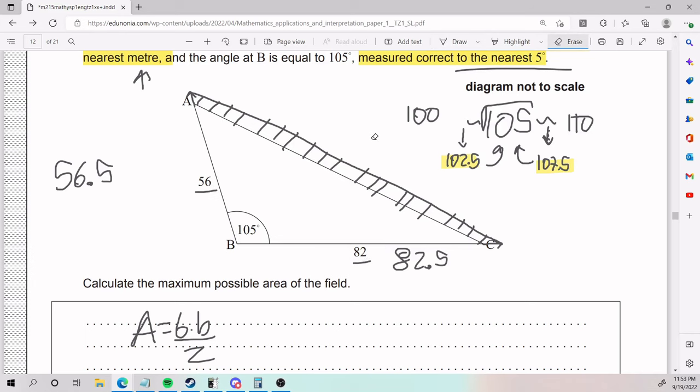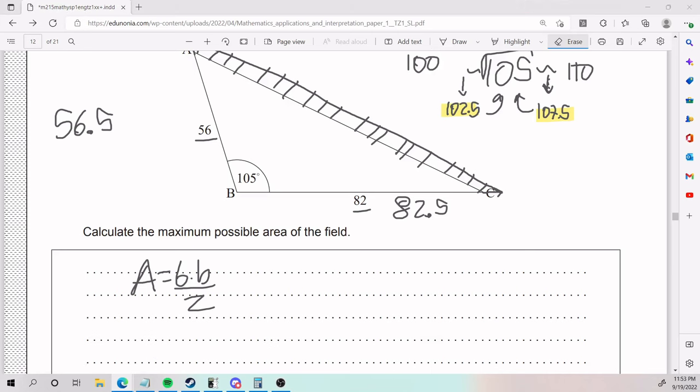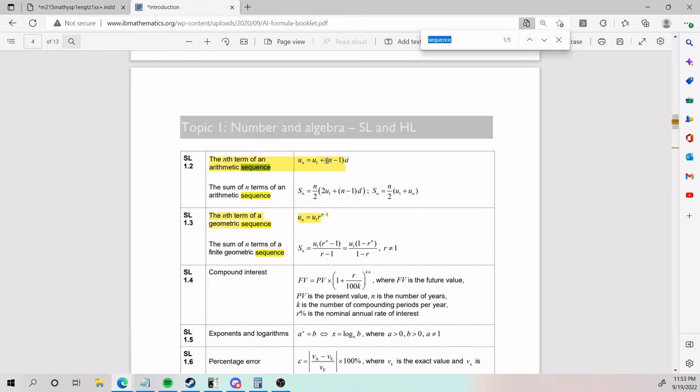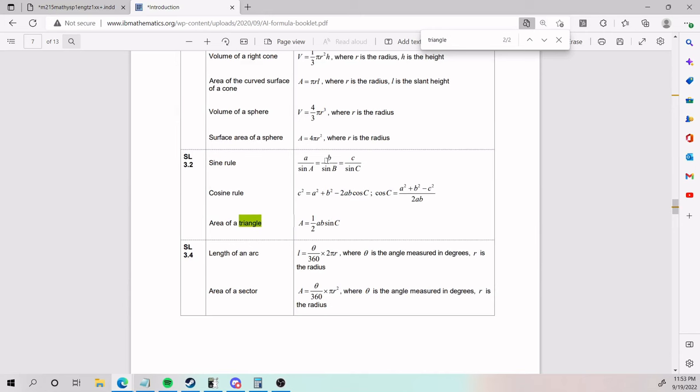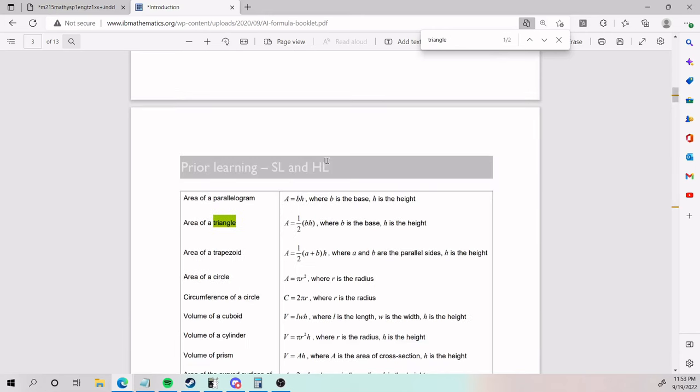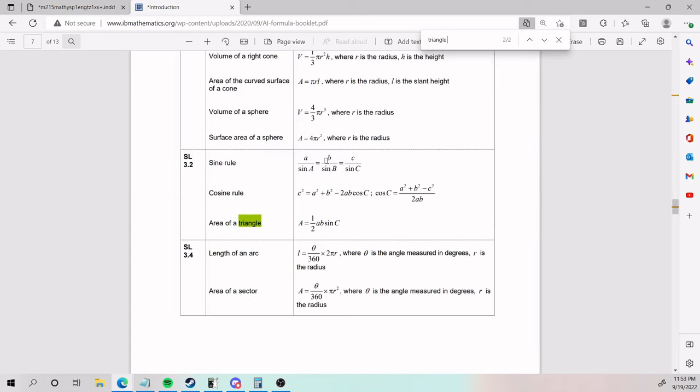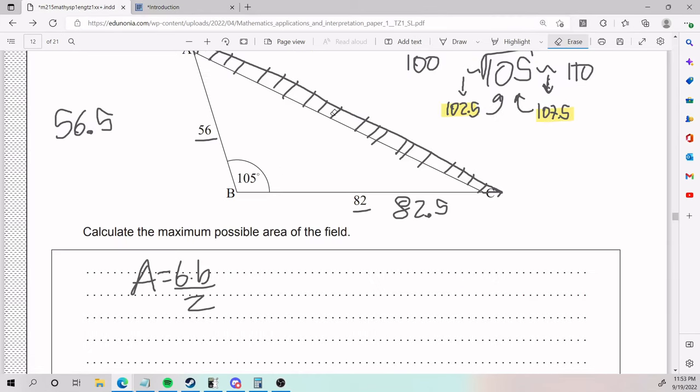Well, when in doubt, check out the formula booklet. So, formula booklet. Let's put area of triangle. Nothing shows up. I probably have to write it differently. Here we have area of triangle. We have two equations. We have the one with base times height. We already saw it doesn't work. Let's move on to the next one. Area of triangle looking like this. How does that work? I'll talk about it in a second. So we have 1/2 times little a times little b times sine C.